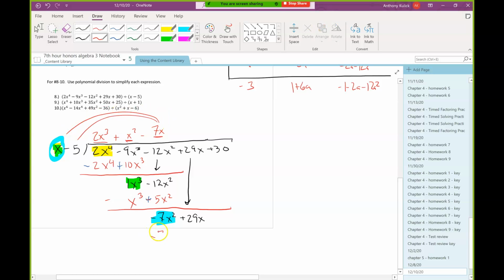And multiply through. And then subtract down. Again, I like to distribute the negative, so negative of a negative is positive. And then negative of a positive is negative. And negative 7x squared plus 7x squared is 0. 29x minus 35x is negative 6x. And then I'll bring my last piece down.